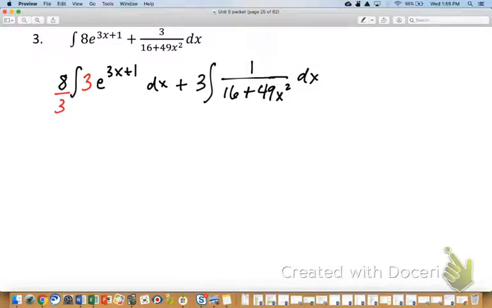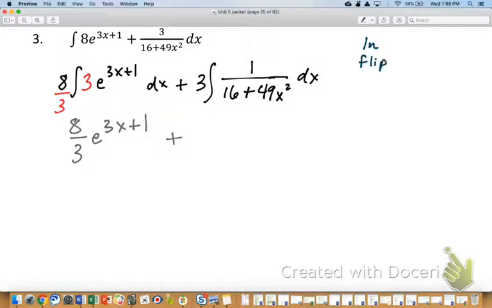And I think my final answer for the first part would be 8/3 e to the 3x plus 1 plus, now we got to do the other part. How you guys feeling about that first term? Good, okay. So the second one, this is a little bit more like what we did yesterday. This is obviously a fraction. And so with fractions, we want to run through our possibilities.